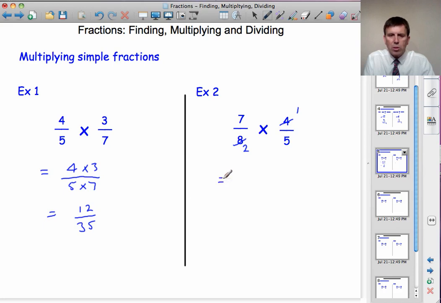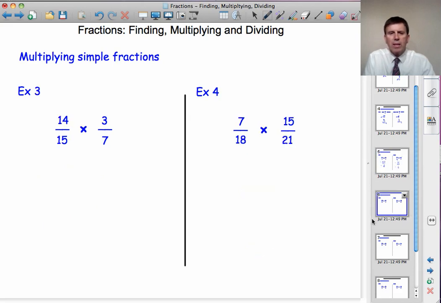Once we've cancelled as much as we can, we then multiply the numerators, 7 times 1, and we multiply the denominators, 2 times 5. And that will give us a final answer. 7 times 1 is 7, 2 times 5 is 10, so 7/8 times 4/5 is 7/10.